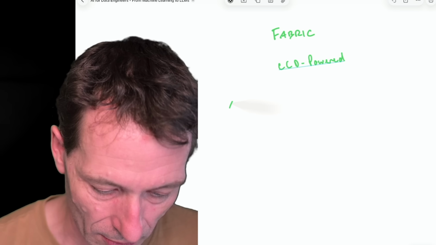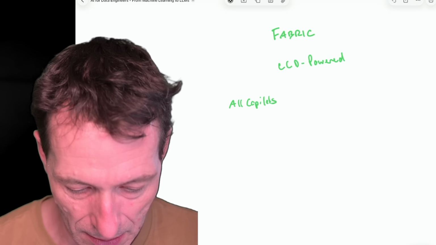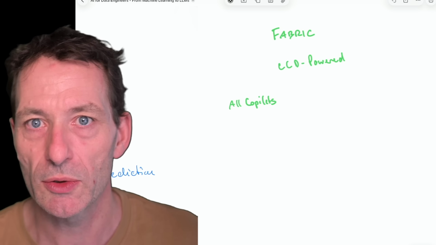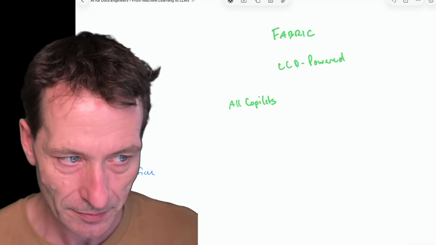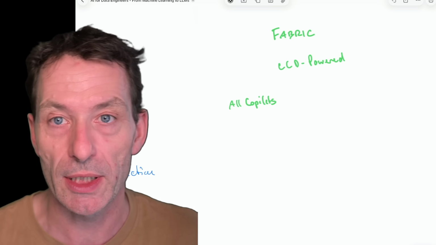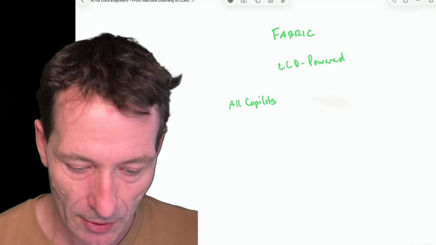So first, of course, all Copilots. They are just ready to use. You don't need to train your Copilots. You don't need to feed a model with something for your Copilots. This is Power BI, Warehouse, Notebooks, Data Factory, RTI, all that great stuff. Then we have data agents.